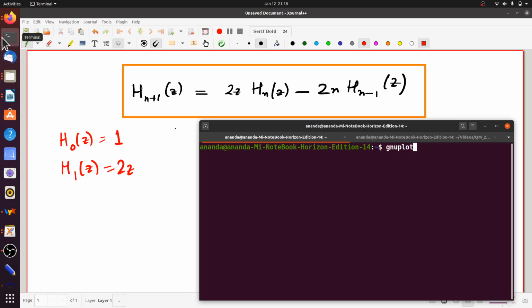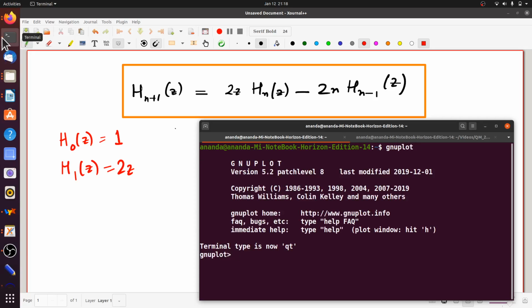So let me start gnuplot, and then I will define this function h with two arguments, n and x. Gnuplot always takes as independent variable the one it plots along the horizontal axis as x. So you cannot call it z even if you wanted to. But how do you now define this? You define this by using something called a ternary operator in gnuplot. And the ternary operator essentially allows you to ask a question and give more than one option based on the answer.